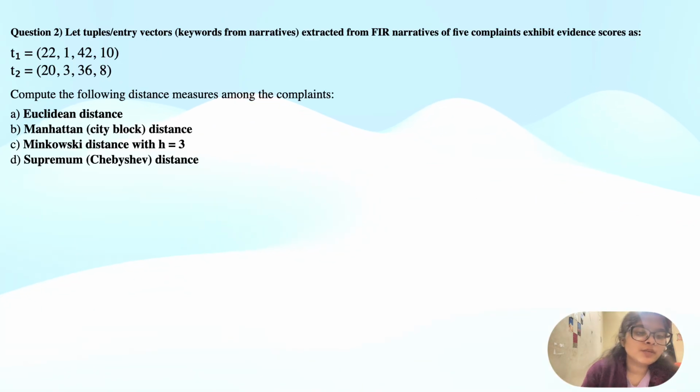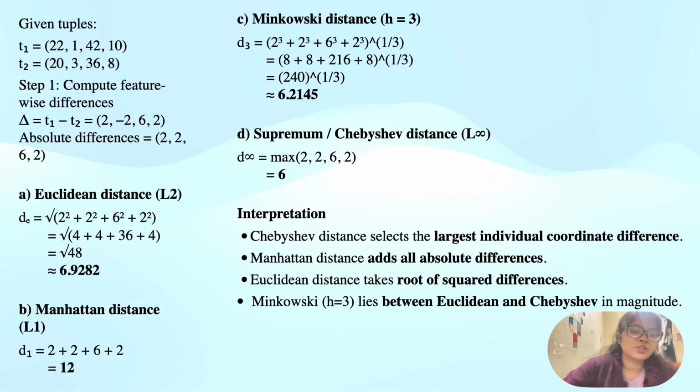Moving to the next one, we have a tuple or vectors extracted from FIR narratives and complaint exhibit evidence scores as given in the table. We need to compute the following distance measures among the complaints. So the answer to this question: here are the tuples given. For T1, there is a tuple with 22, 1, 42 and 10.